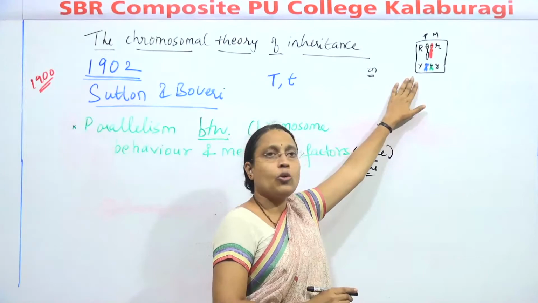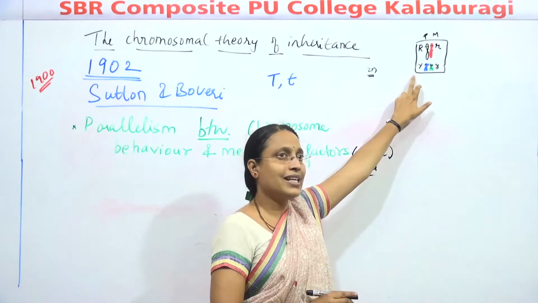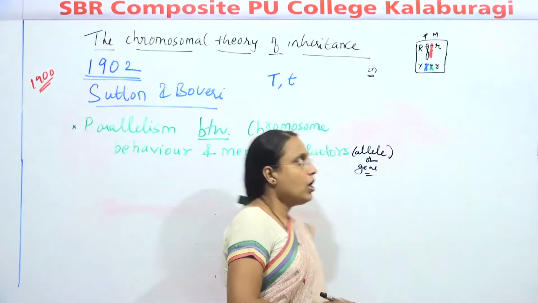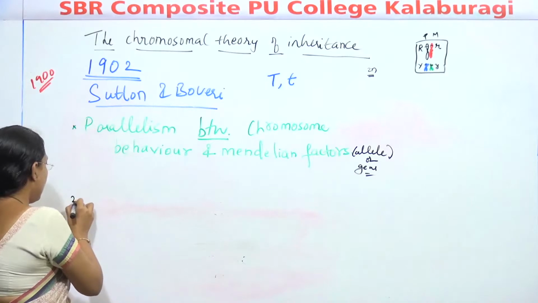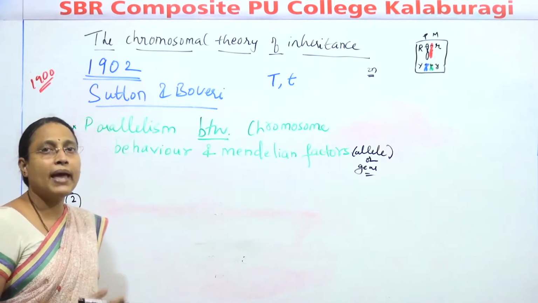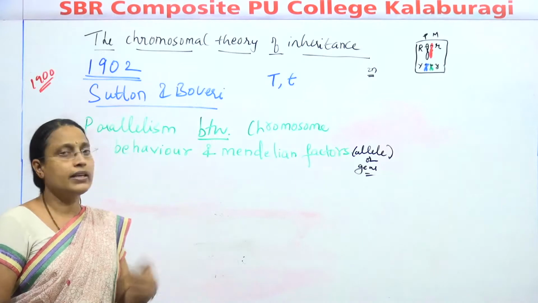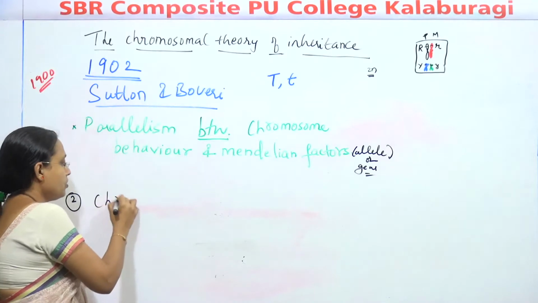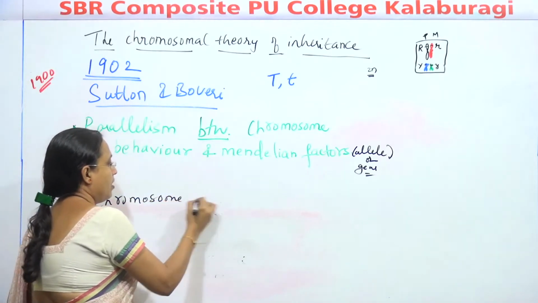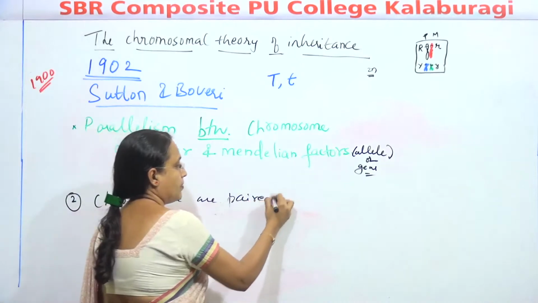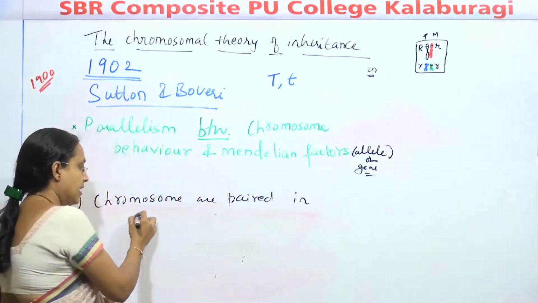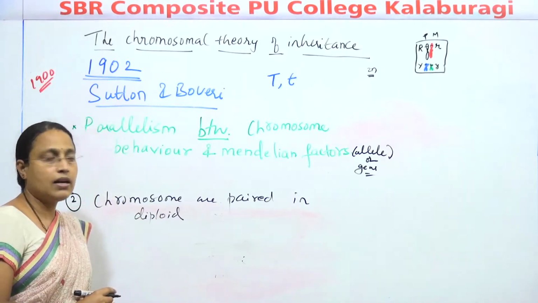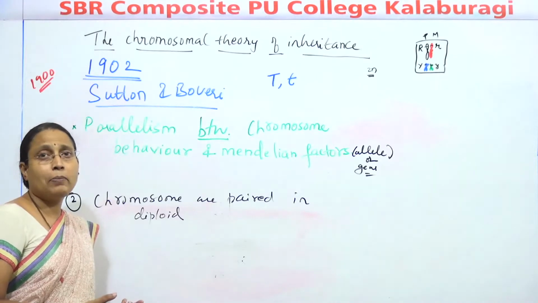This is present in somatic cells or the gamete mother cell. This is an example of a gamete mother cell that produces 4 gametes. So the second similarity: chromosomes are paired in somatic cells or even the gamete mother cell. Understand? So in diploid cells, chromosomes are paired. Paired in which cells? In diploid cells. Understand? So also the factors are paired in diploid cells.